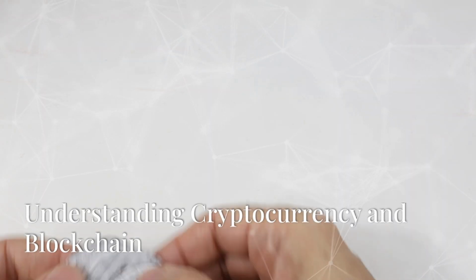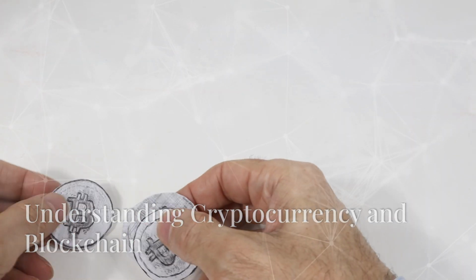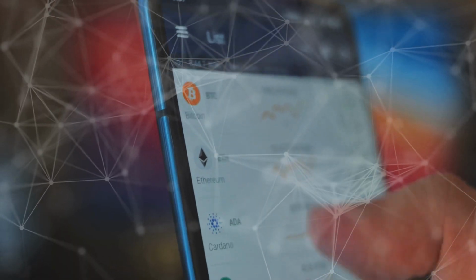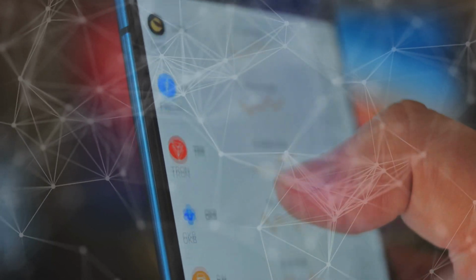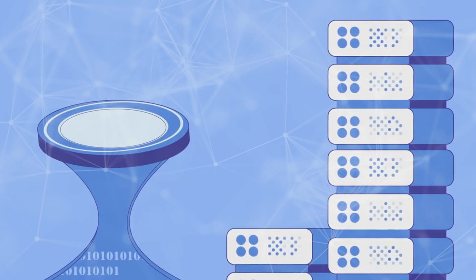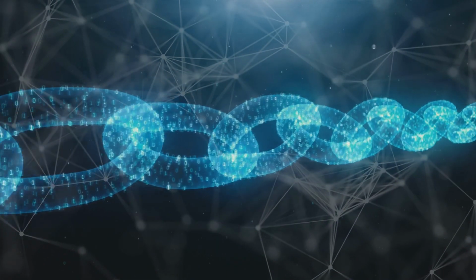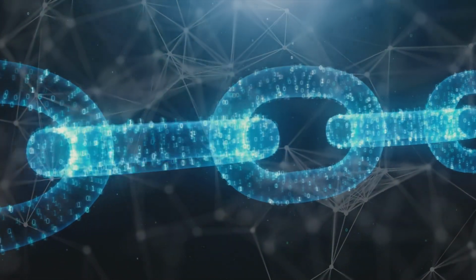Before we dive in, let's understand what a cryptocurrency coin is and the basics of blockchain technology. A cryptocurrency coin is a digital currency that uses cryptography for security and operates independently of a central authority. Blockchain is a distributed ledger technology that enables secure, transparent, and tamper-proof transactions. Each transaction is recorded in a block linked to the previous one, forming a chain.